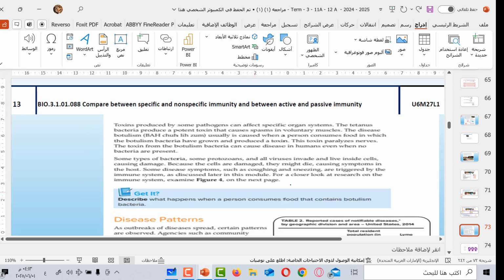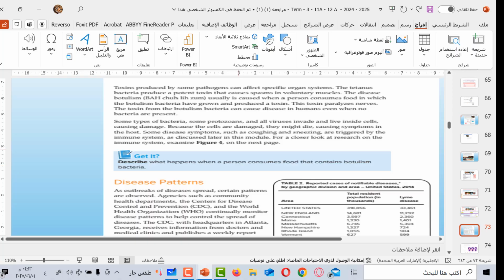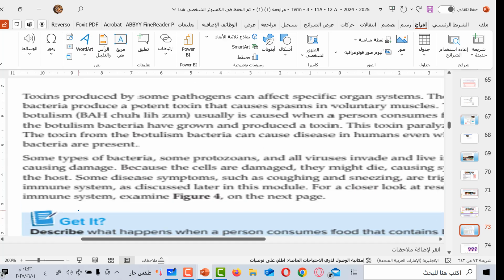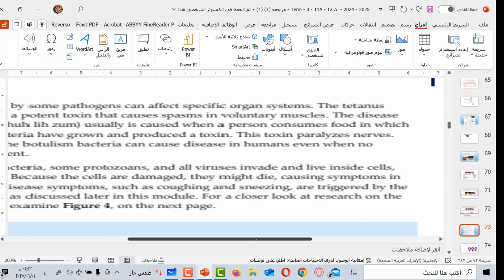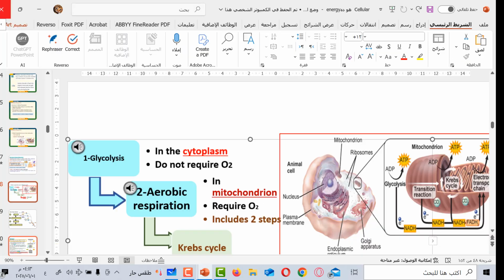In this page, we have the disease pattern, okay? And here about what? Let's see, what is this about figure 4? The toxin produced by some pathogens can affect a specific organ system. The tetanus. Here about how the symptoms happen to our body. Okay, let me close this one.